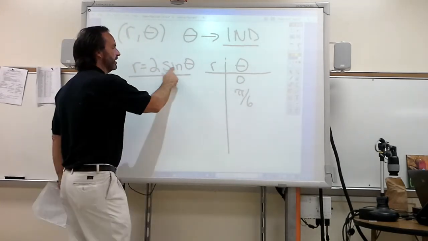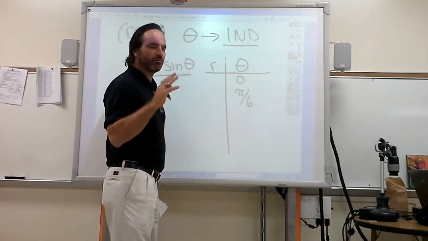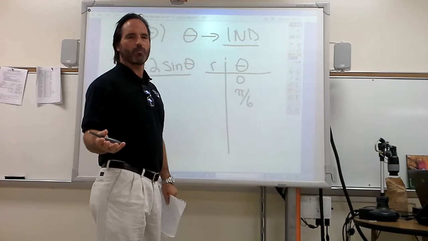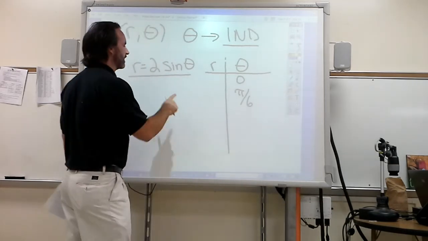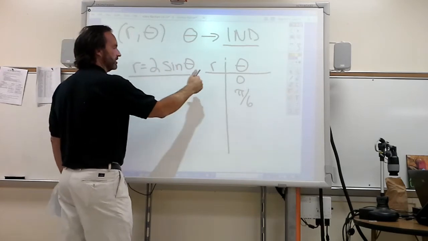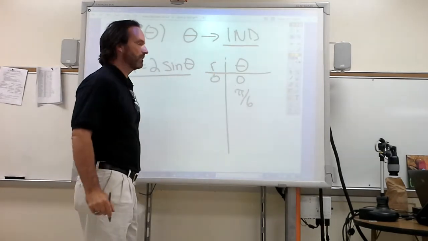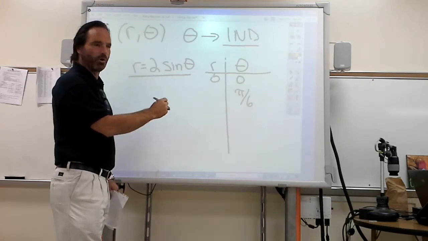What's sine of 0? Well, it's 0. We need to remember all the things from our unit circle. So sine of 0 is 0, and 2 times 0 is 0. So we could plot that point, 0 and theta 0. That's basically the origin, or the pole.